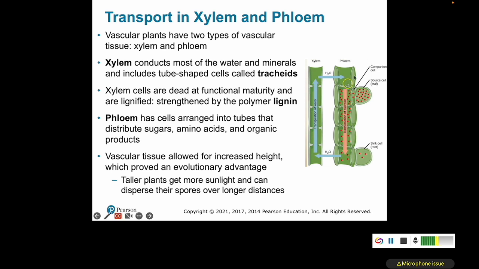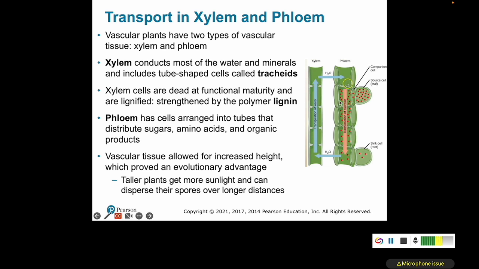Then phloem, so I think of phloem with food, that f sound. Phloem are going to be tube cells that distribute food products, so sugars, amino acids, and organic products from leaves and tissues performing photosynthesis back down through the rest of the plant, down into the roots.